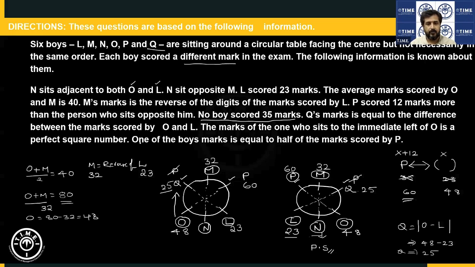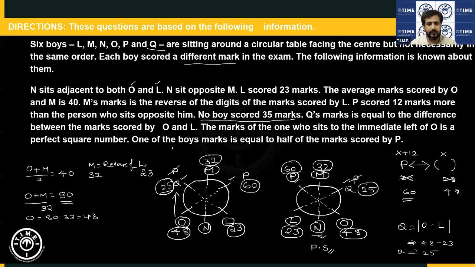Okay. In this case, we got score of all the people except N. Except N, we have scored. We got marks of all the people.